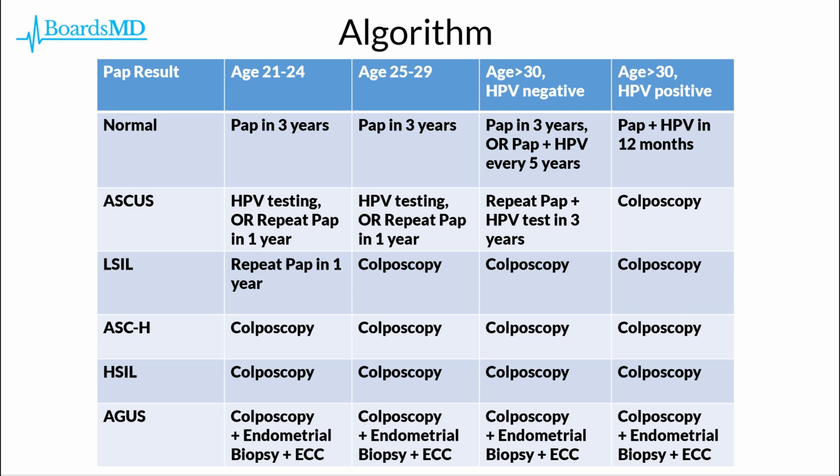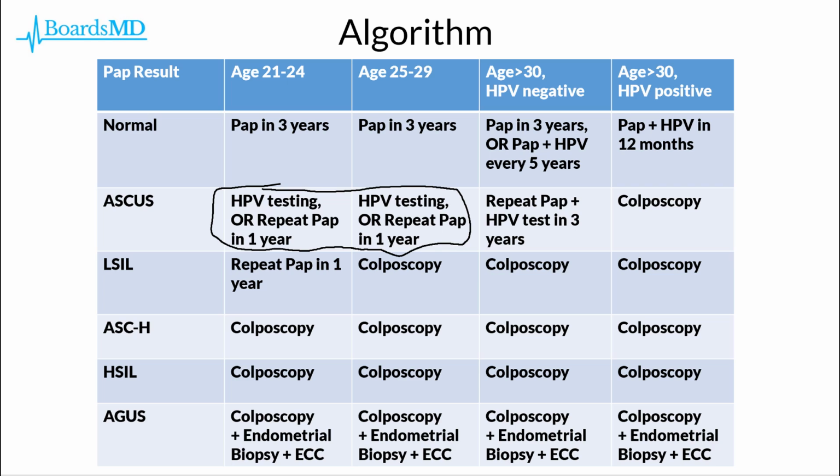Finishing last but not least with ASCUS, which refers to atypical squamous cells of undetermined significance. For these patients, if they are between the ages of 21 and 24, or between the ages of 25 and 29, then we can simply perform HPV testing or repeat a pap smear in 1 year. As for many of these patients, this ASCUS reading will simply be a temporary one-time finding on their pap smear.